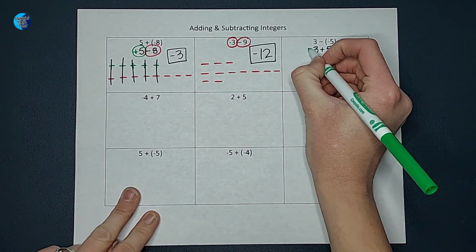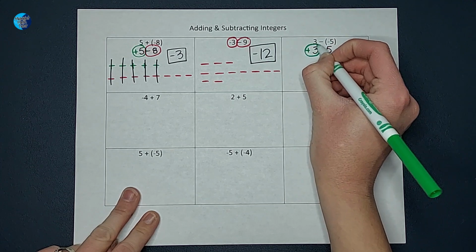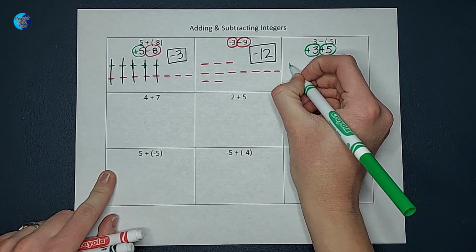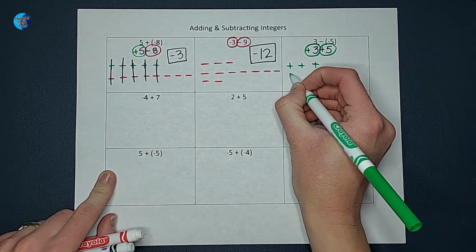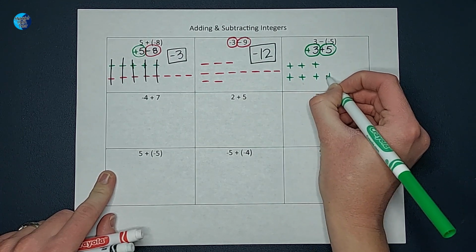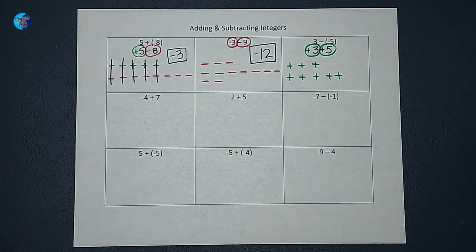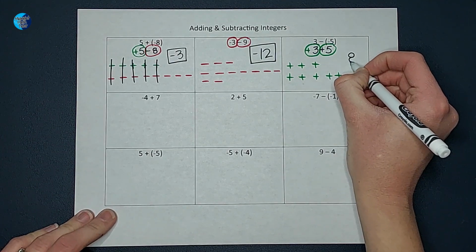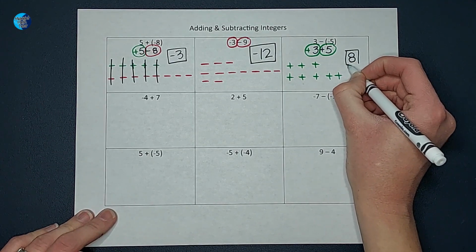No sign means we're positive. So I've got 3 positives, 5 positives, no negatives. I don't have to worry about that. So 3 positives and 5 positives. Does anything cancel? Nope, I've only got positives. How many do I have? I have 8 positives. There we go.